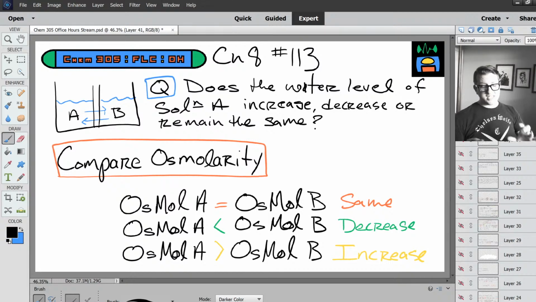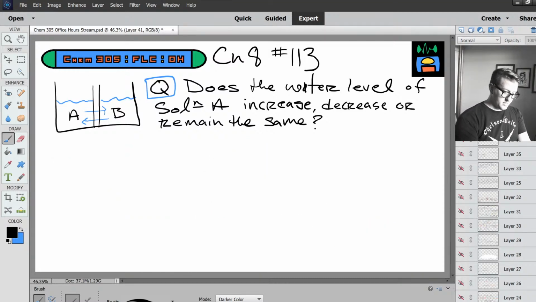Okay, so this is what we need to solve it. If the osmolarities are the same, no change. If the osmolarity of A is lower, its volume will decrease as the water flows towards the more concentrated side. If the osmolarity of A is more concentrated, it'll increase because water is flowing to the side of A. So let's take a look.